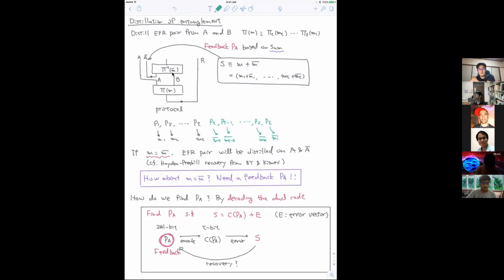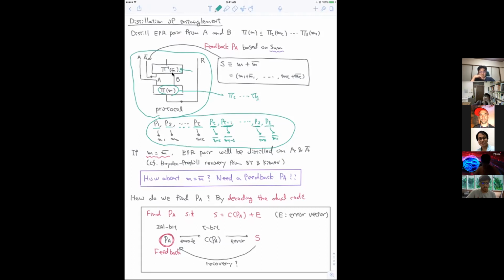I wrote down the protocol in this diagrammatic form, and this pi is just a concise notation for all the measurements, from 1 to tau. And then here I do the reverse. I first measure P1, P2, and so on, then P_tau. And then in the reverse measurement, I do P_(tau-1), and so on, P2, P1. So I do the reverse. That is the protocol.